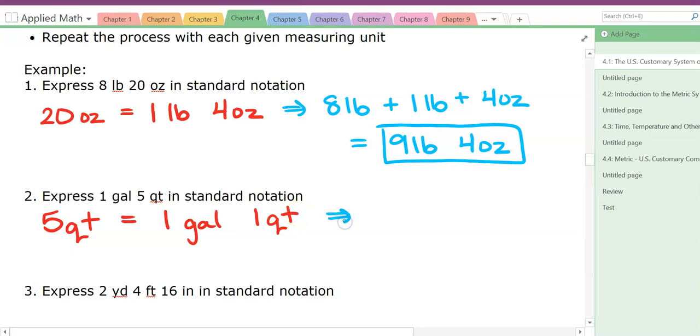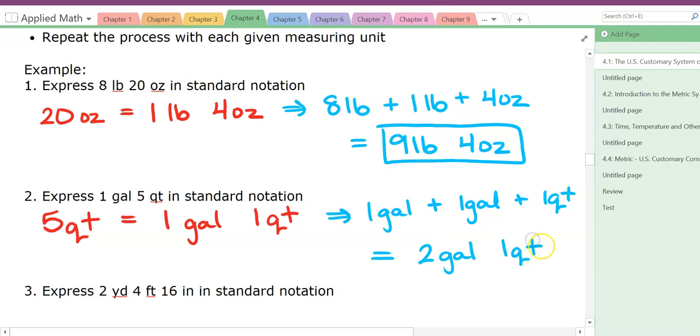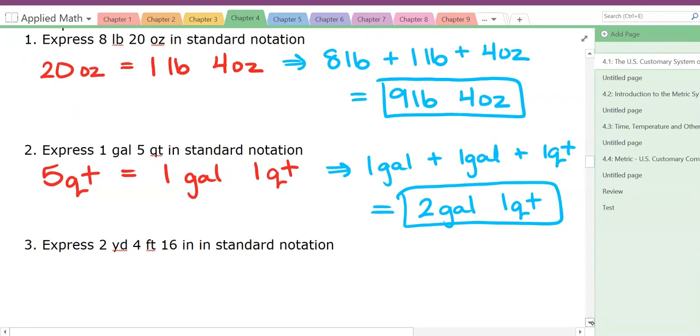So then I take the 1 gallon that I already had, and I add another gallon and the 1 quart to it. And that's my final answer. There, 2 gallons, 1 quart. For number 3, it says 2 yards, 4 feet, 16 inches. We actually need to change 2 of them on this problem. We need to change the feet, and we need to change the inches. So let's do the feet first.